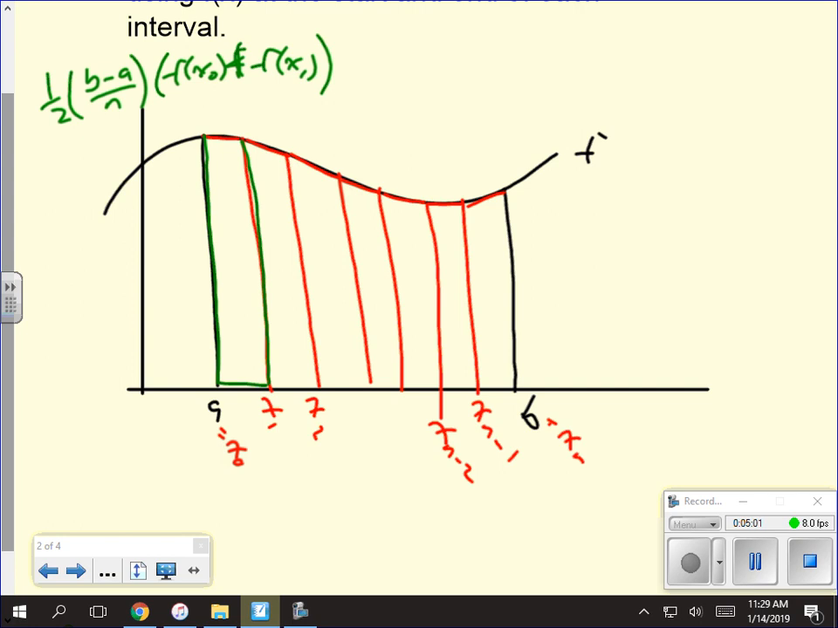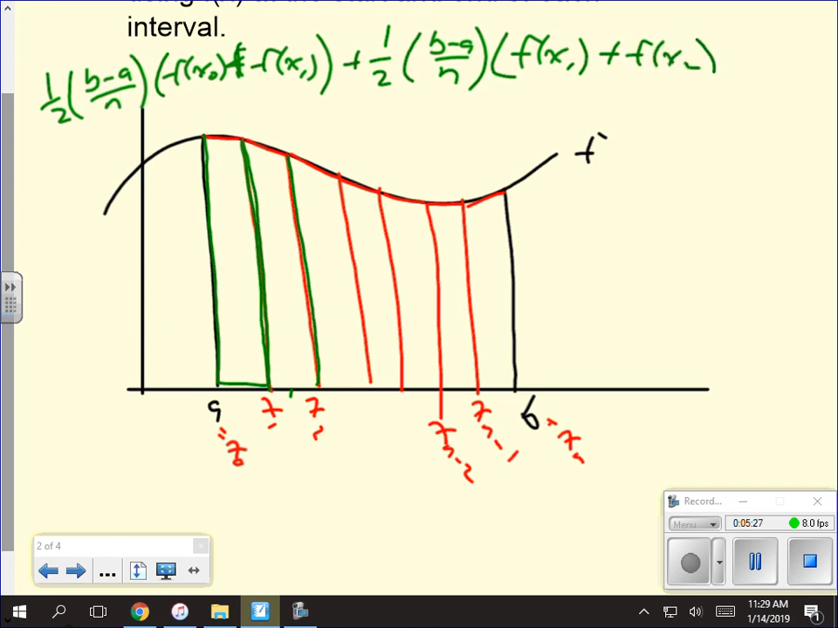Our second trapezoid does the same thing. 1/2 b minus a over n times this base, f of x sub 1, plus this base here, f of x sub 2, plus, and then we keep going and adding them together. Okay. So how many times are we going to use this height here?